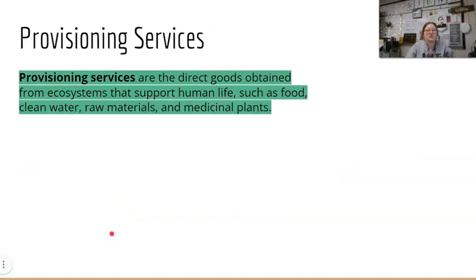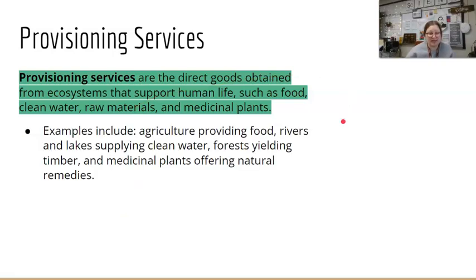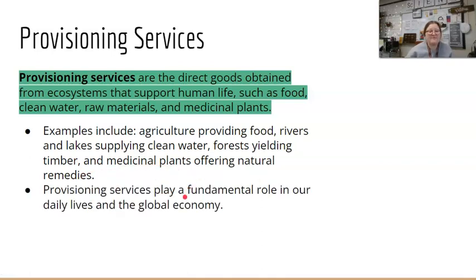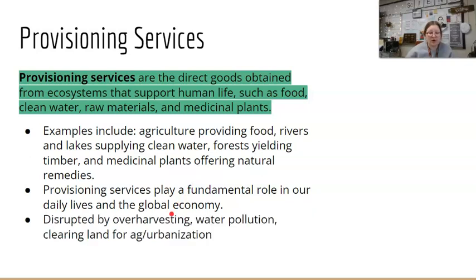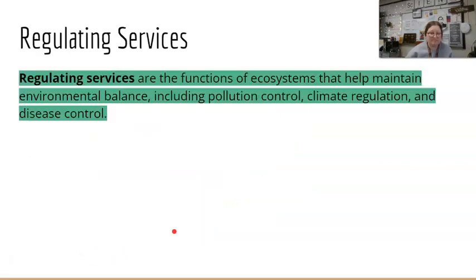Provisioning services are the direct goods obtained from ecosystems that support human life, such as food, clean water, raw materials, and medicinal plants. More examples include agriculture providing food, rivers and lakes with clean water, forests with timber, lumber, wood, and medicinal plants offering natural remedies. They play a fundamental role in our daily lives and the global economy, and they can be disrupted by overharvesting, water pollution, and clearing land for agriculture and urbanization.